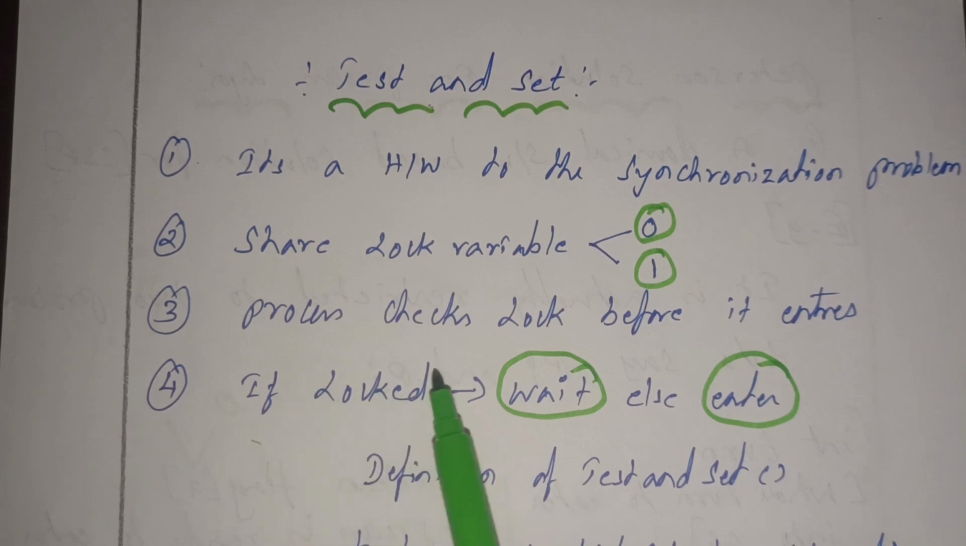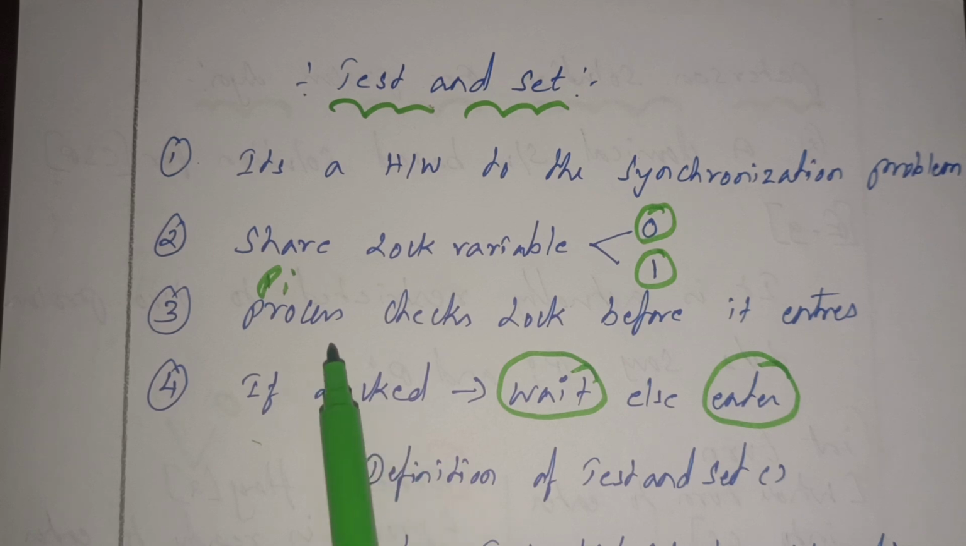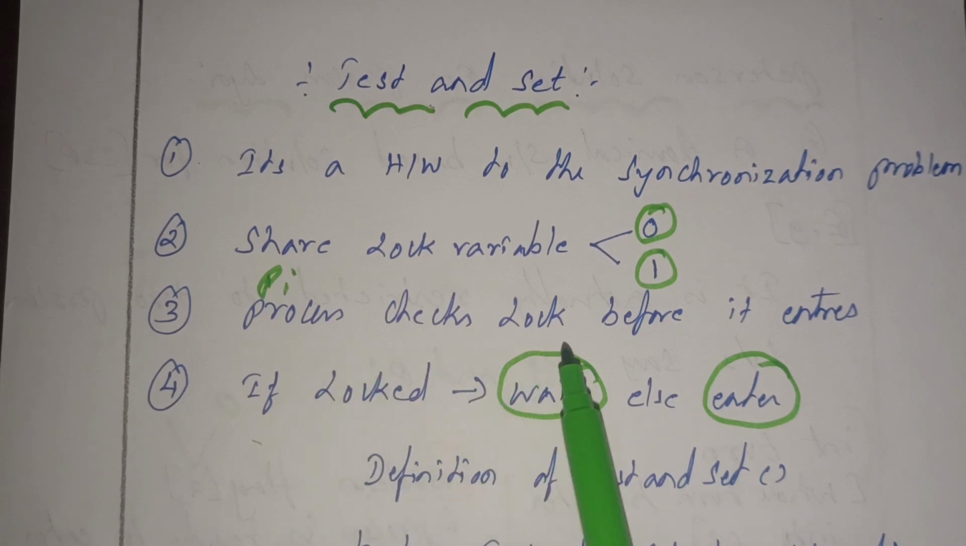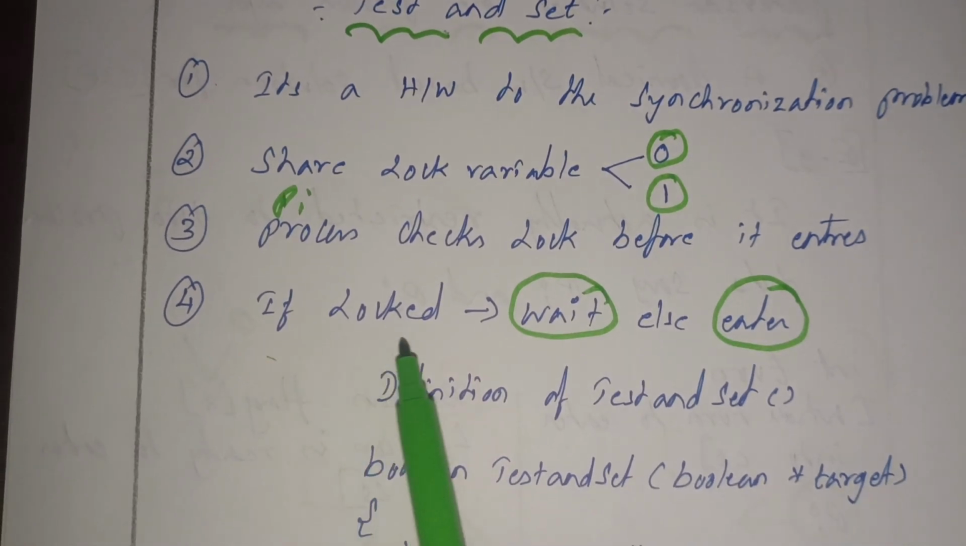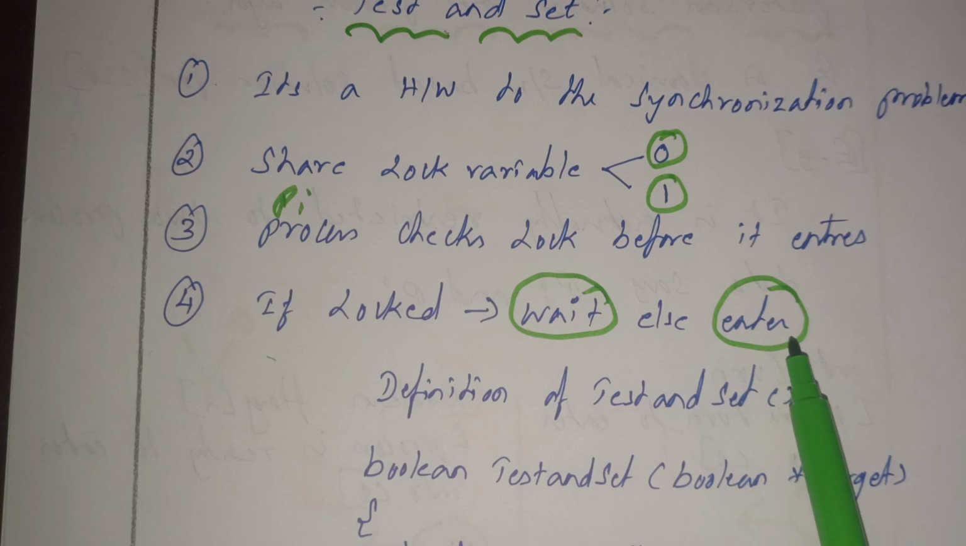Basically, it is a process which checks whether any of the processes, either P of I or J, for example, if P of I is checking whether this lock is locked or else free. The process will check the lock before it enters. If it finds that the lock is locked, then it has to wait, that is, it is put into the remainder section. If the lock is open, then it enters the critical section for execution.